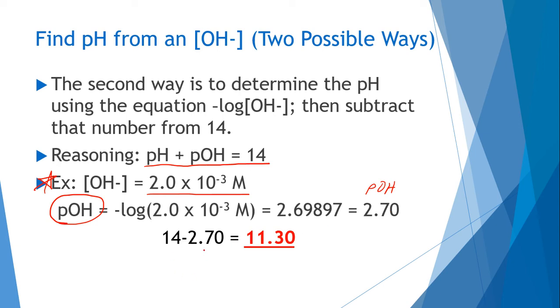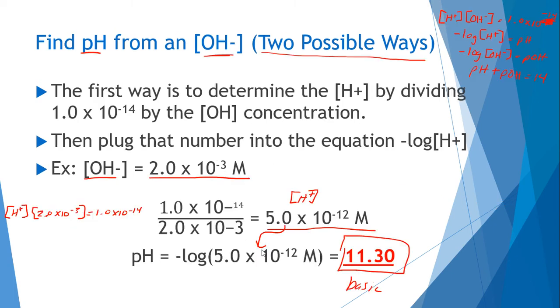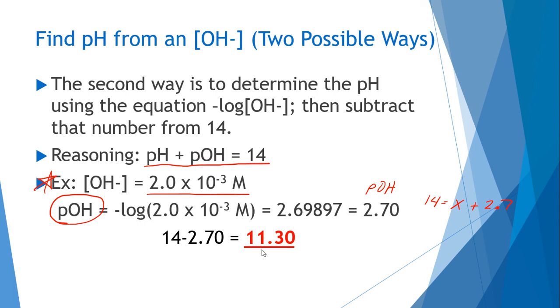So if I know 14 is going to equal my pH, which I don't know, plus 2.7, which is my pOH, you can solve that and do 14 minus 2.7 equals 11.3. Notice you'll get the same answer no matter which way that you go. So you can choose whichever route works best for you.